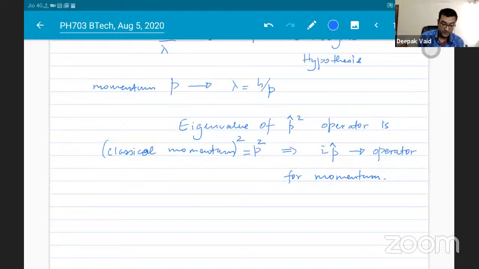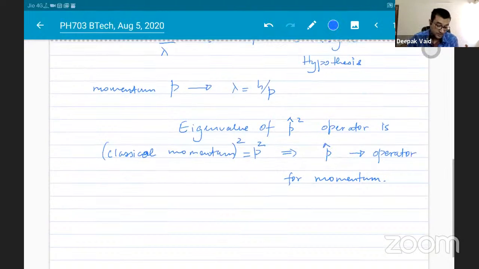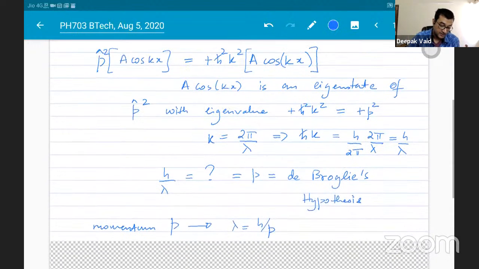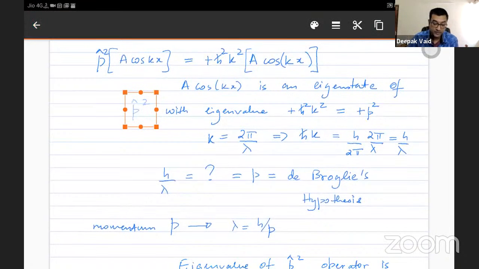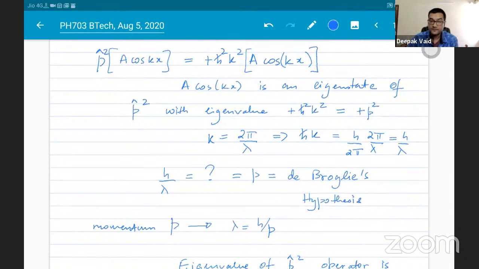Eigenvalue of p hat square is p square. So we don't need to take this ip nonsense. Okay. So this p hat square has the eigenvalue p square. The p operator squared has eigenvalue the classical momentum squared.